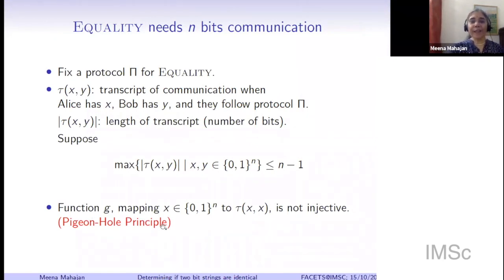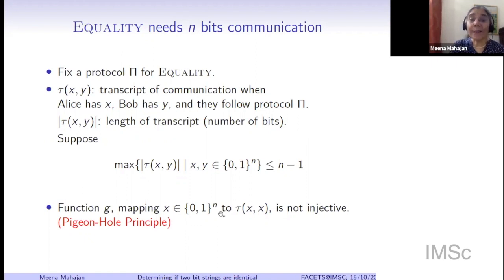G is this function which maps inputs of the form XX to the transcript when Alice has X and Bob also has X. Now, how many strings are there of length n? That is 2 raised to n, right? Because these are binary strings, bit strings, with n positions. The first bit can be 0 or 1, the second bit can be 0 or 1, and so on. If you write out all these bit strings, you will get 2 raised to n of them.